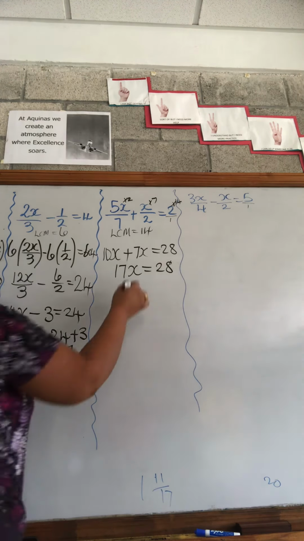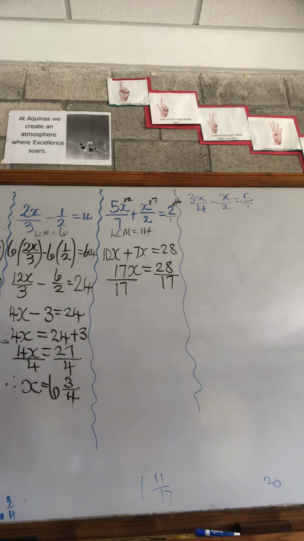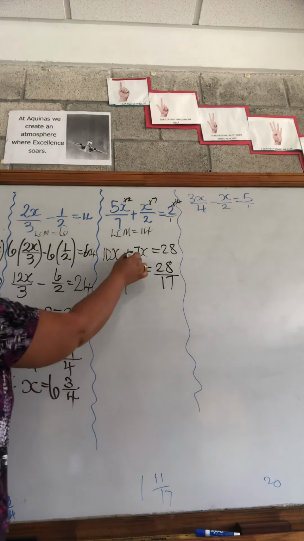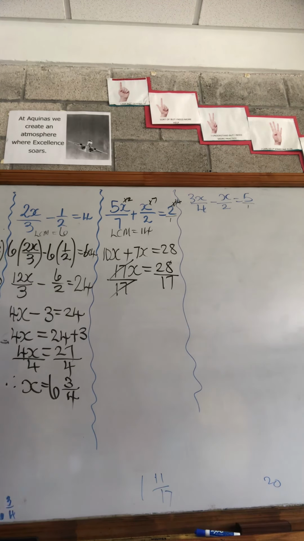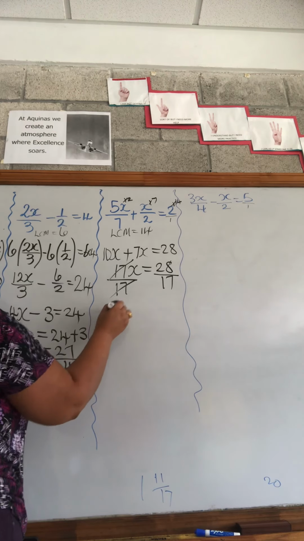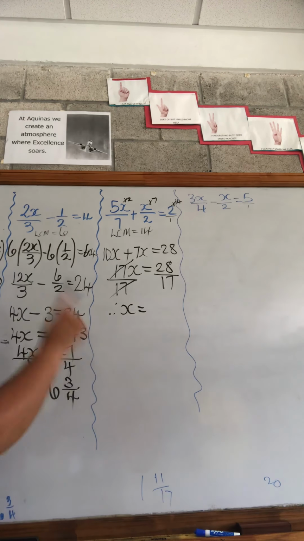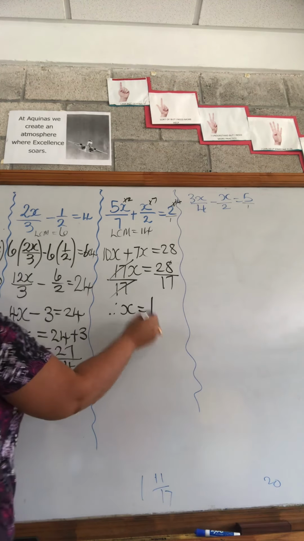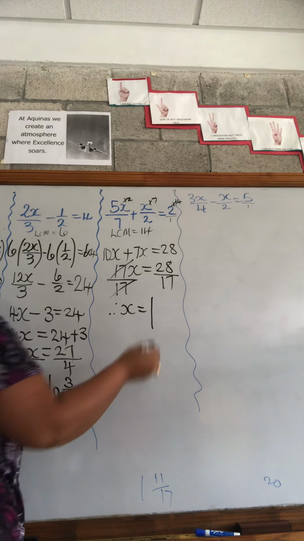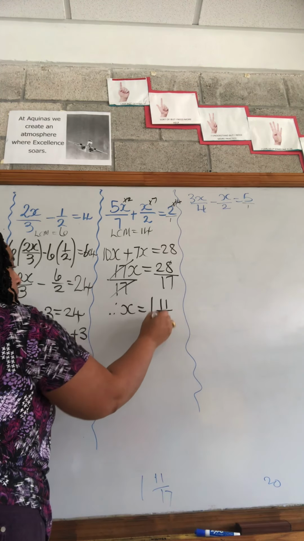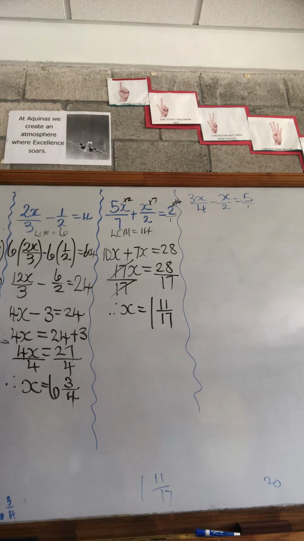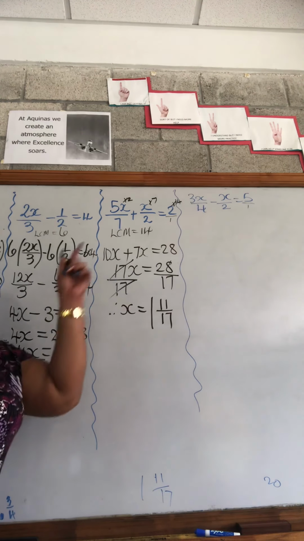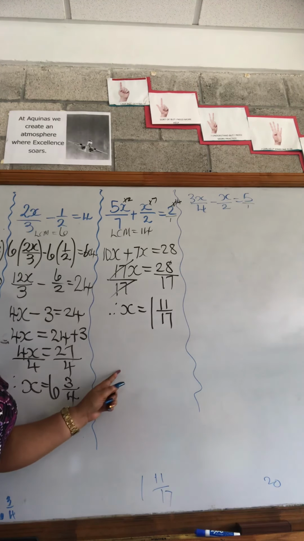Our unknown is x, so we must get rid of the coefficient, which is 17. So if we divide one side by 17, we must divide the other side by 17. Therefore, x is equal to 17 goes into 28 one time with a remainder of 11 over 17. I'm going to do the next one exactly the way I did this one.